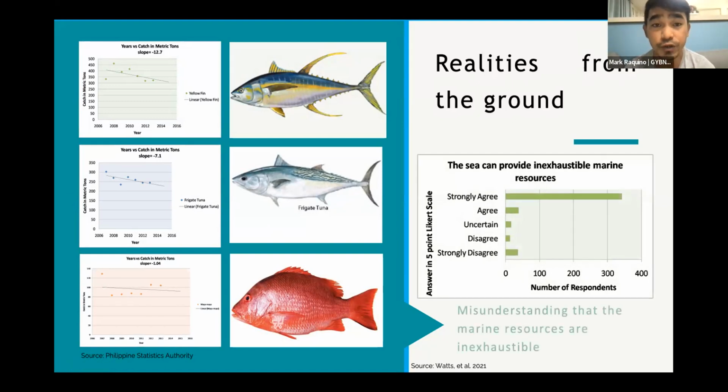And one more important thing is that research by Watts in 2021 shows that there are lots of fisherfolk who have a different perspective on marine resources. I'm showing you the graph that there are fisherfolk who think that marine resources are inexhaustible or can replenish themselves. So there are lots of efforts that have to be done in terms of communication campaigns so that fisherfolk would look into a different perspective and see that the realities are different from their perceptions on declining fisheries, for example.